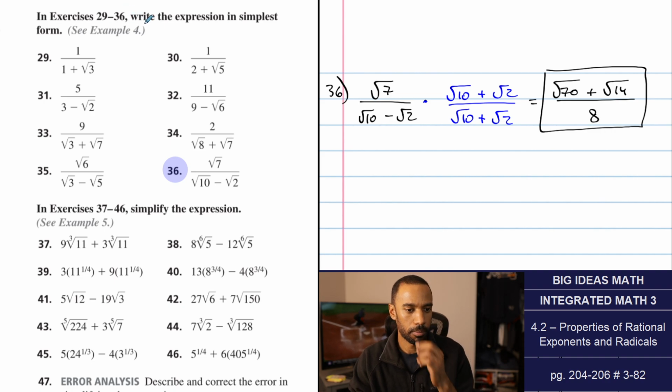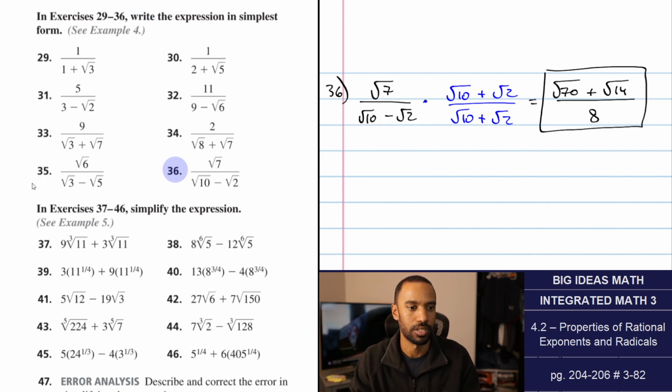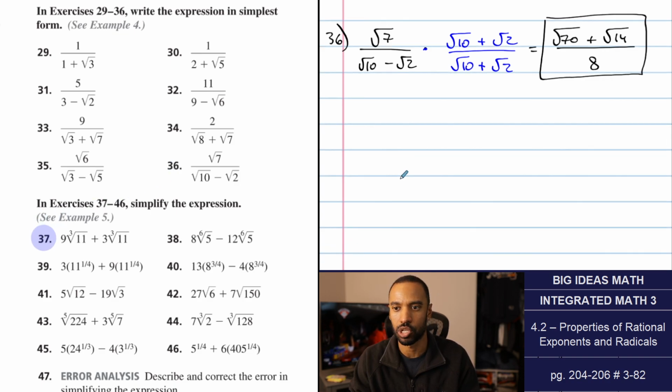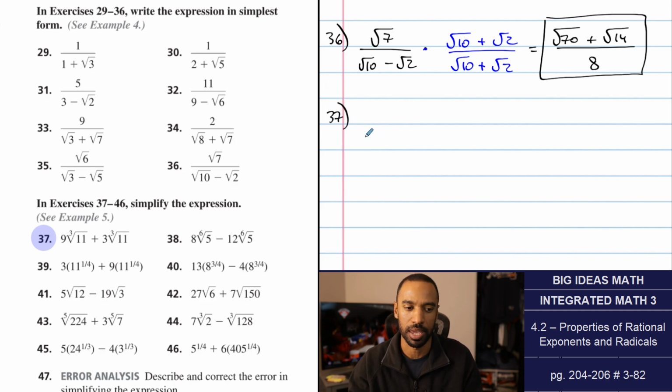Okay, let's go to numbers 37 to 46, where we are going to simplify the expressions. These are ones where we have addition and subtraction. This is where we combine like terms, what they call like radicals. If I say like terms, apologies, they'll be like radicals to me. In this first one, straight up, you've got 9 times cube root of 11 plus 3 times cube root of 11.